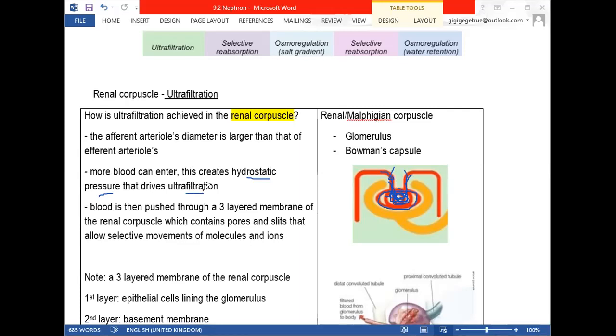Okay, thanks to this ultrafiltration, blood is pushed through a three-layered membrane of the renal corpuscle that contains pores and slits that allow selective movement of molecules and ions. So they will selectively allow things that are small to pass through. Okay, things that are large will not be able to pass through.